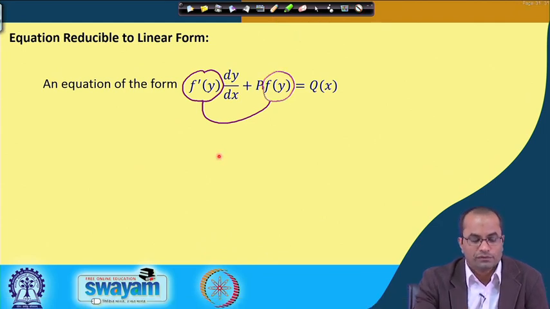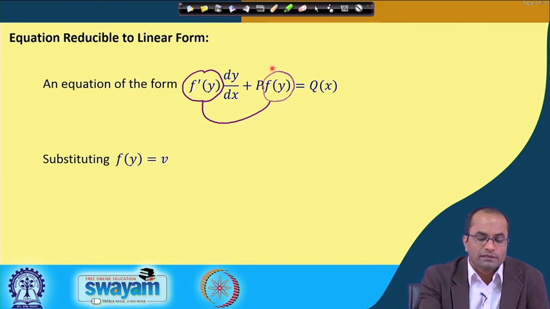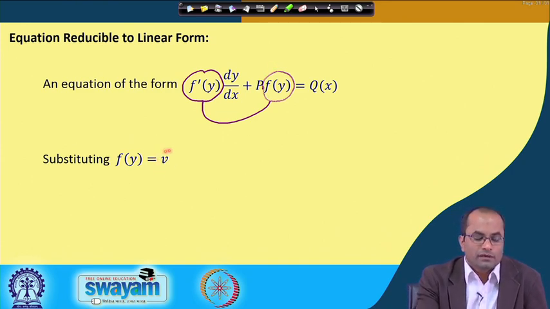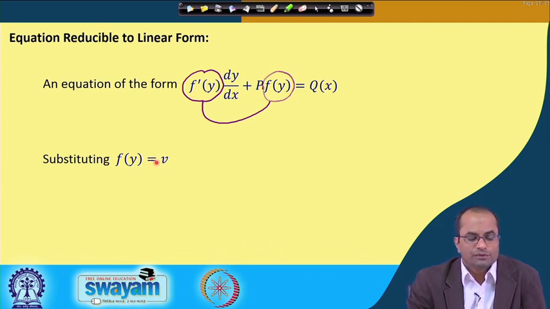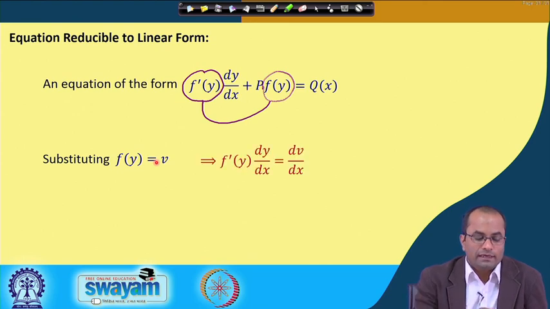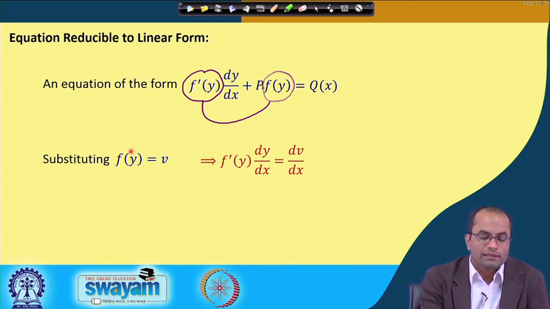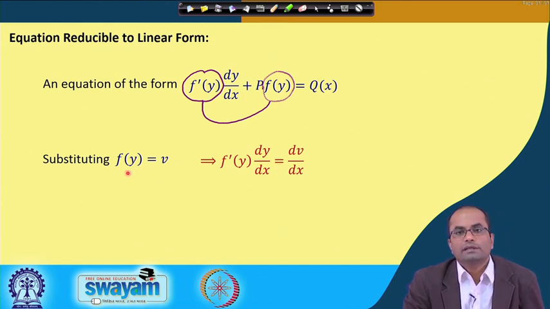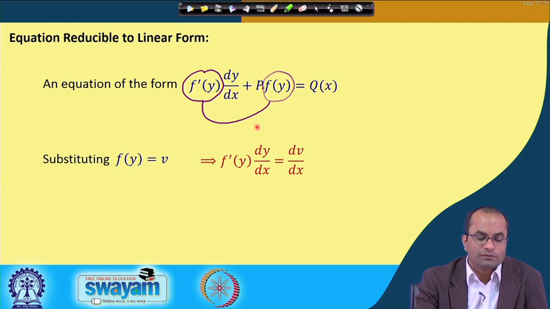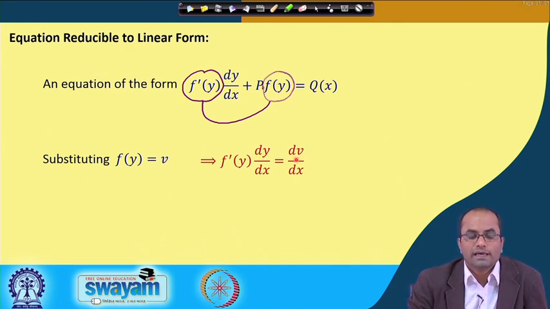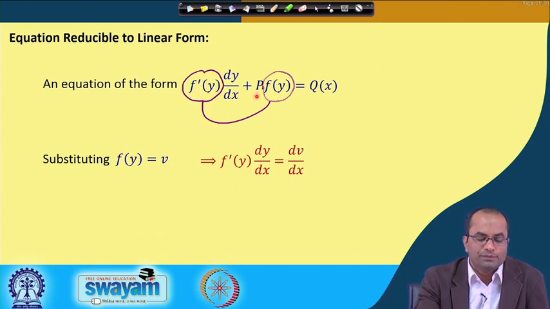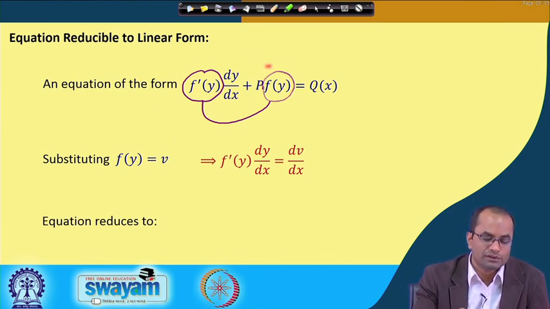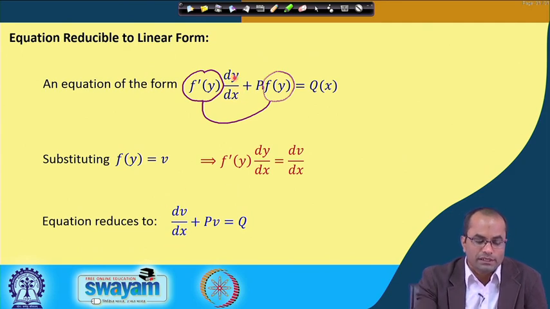And what is the substitution? If we substitute f of y equal to v, some variable name we have introduced here, and then differentiate, we get f prime of y times dy over dx is equal to dv over dx on the right hand side. And now we can substitute: f prime times dy over dx becomes dv over dx. So, this term is dv over dx, then we have p and f of y is v, and it is equal to q of x.